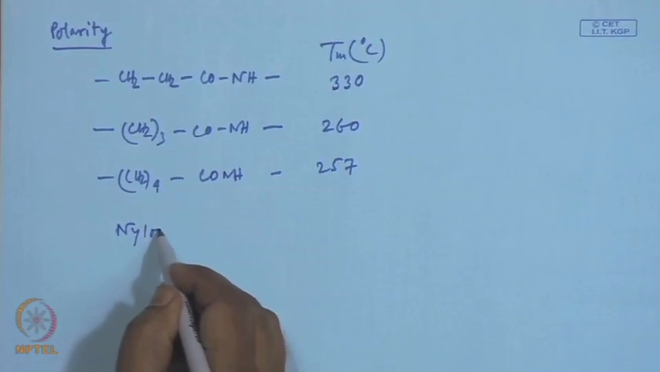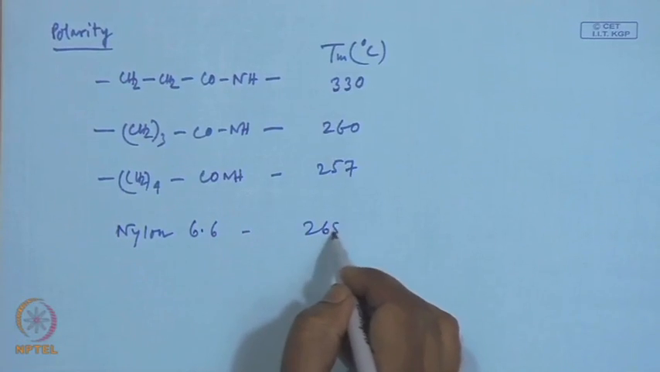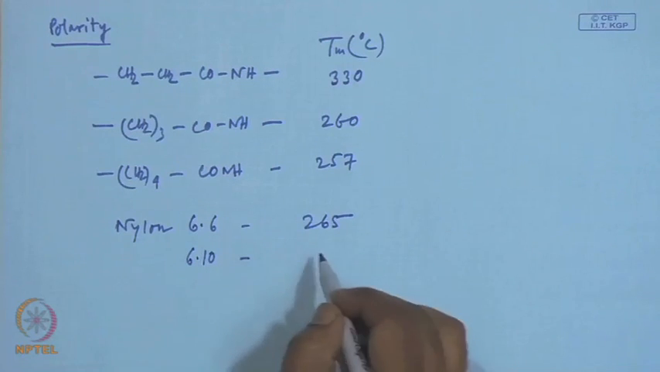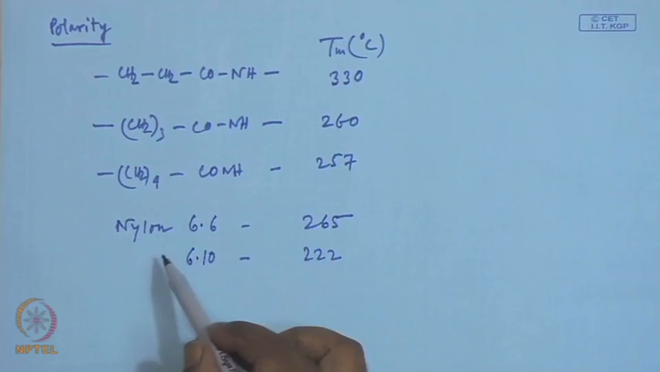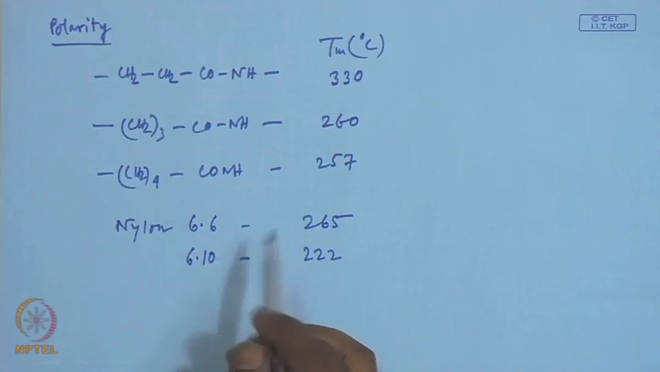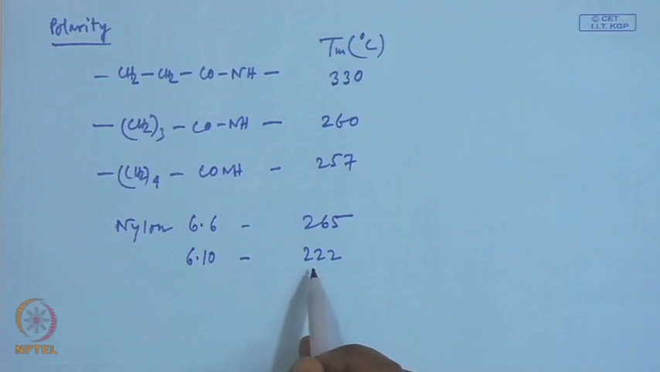Similarly, you can compare nylon 66 to 65 and nylon 610 to 22. Here also, for a given molecular weight, you have fewer CONH groups, so the Tm goes down.